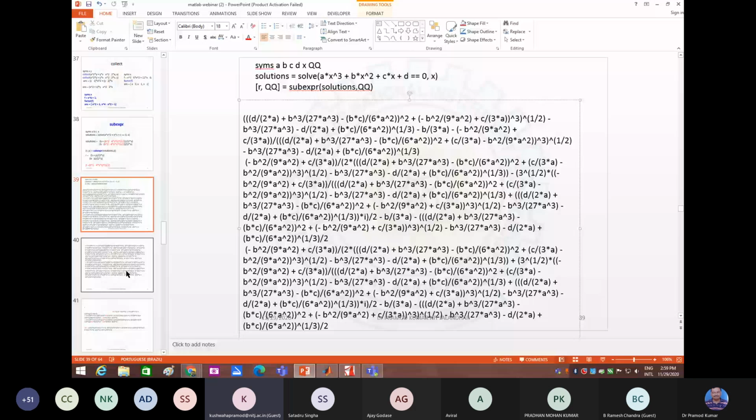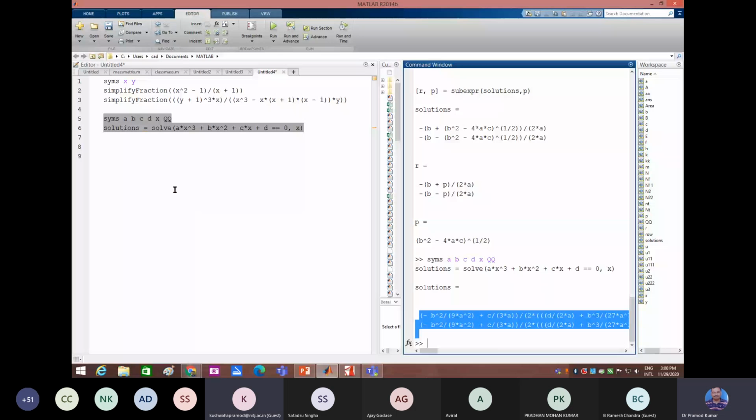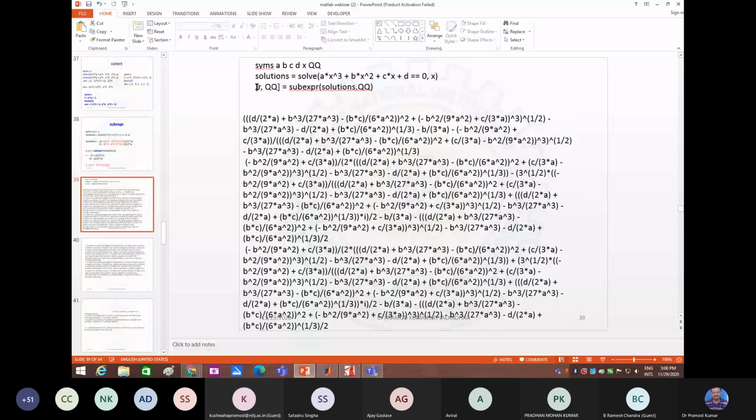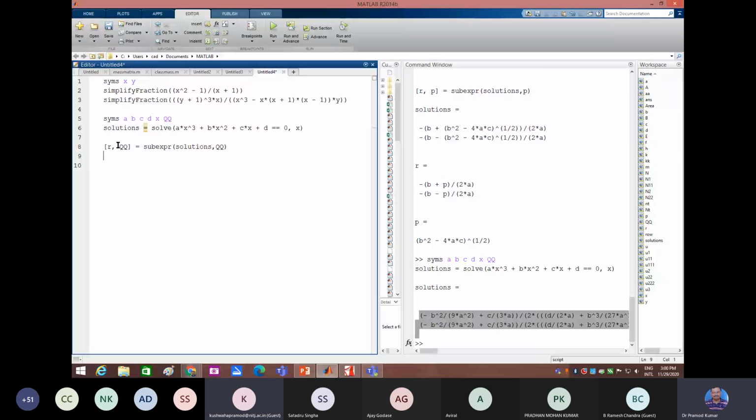Let us say here that we will replace this expression that everyone use when you do the mathematical modeling here. The solutions is this. We want QQ will be replaced in that equation, and then we get the solution.